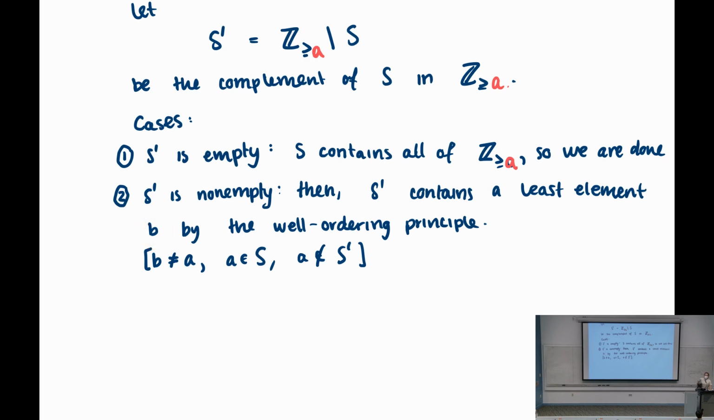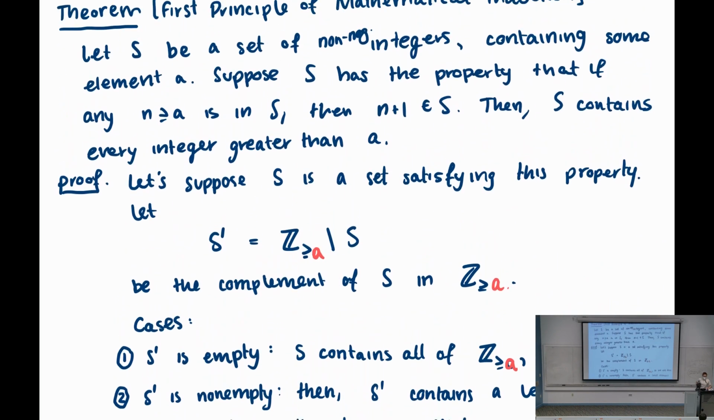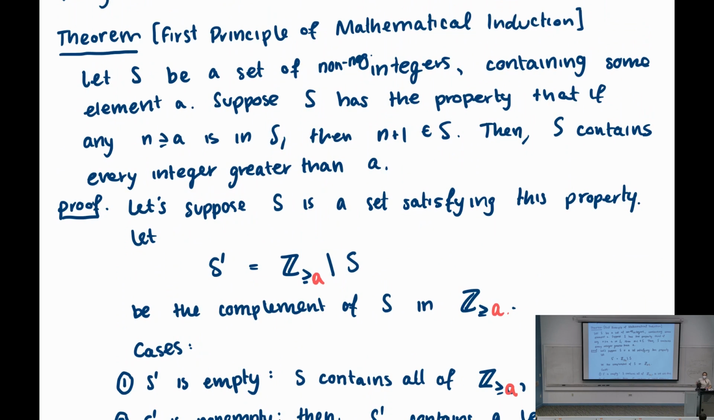Okay, is everyone happy with the setup? Is S about the numbers greater than or equal to A, or are we thinking about S? So what is S prime? What is S, not prime? Oh, S is just a set satisfying the hypotheses of the theorem. But I thought the theorem is saying that it includes all the numbers n greater than A. Sorry, I'm having a hard time hearing you. Can you speak up? I thought the theorem said that S contains all the numbers greater than A.